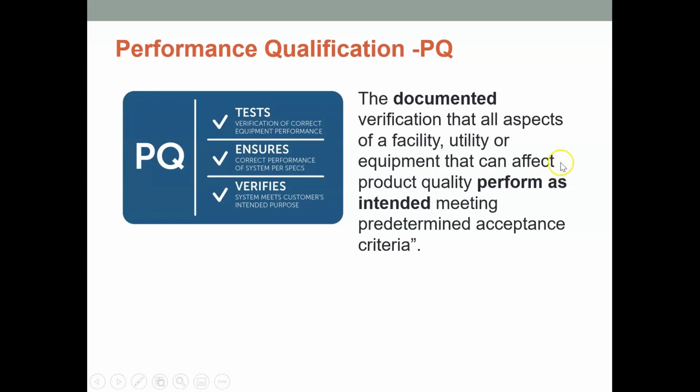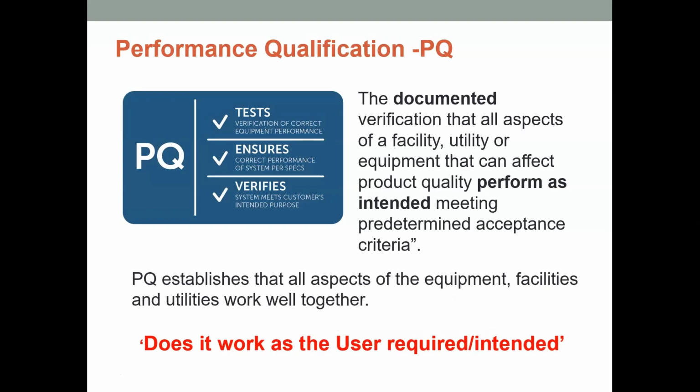We define a PQ as the documented verification that all aspects of a facility, utility, or equipment that can affect product quality perform as they intend, meeting predetermined acceptance criteria. PQ establishes that all aspects of the equipment, facilities, and utilities work well together. So does it work as the user required or as the user intended it to?